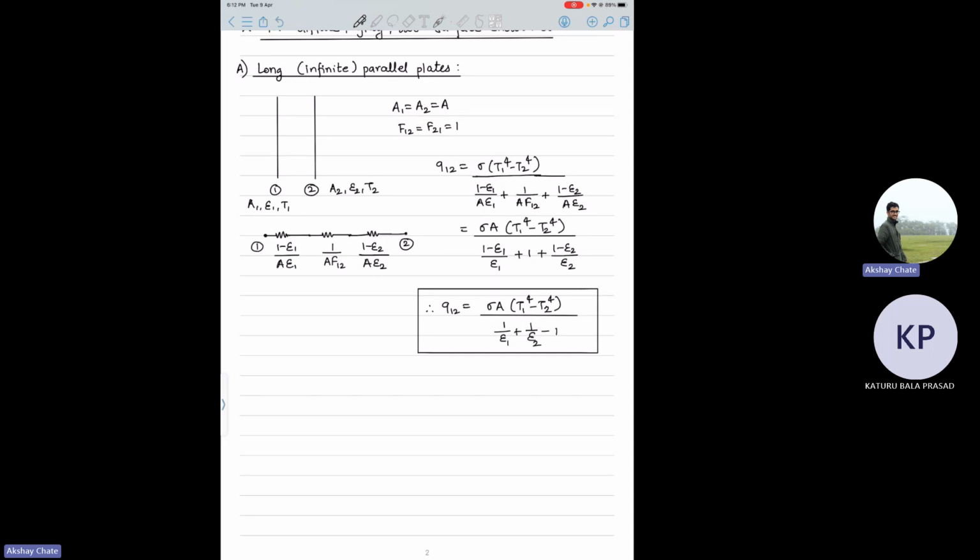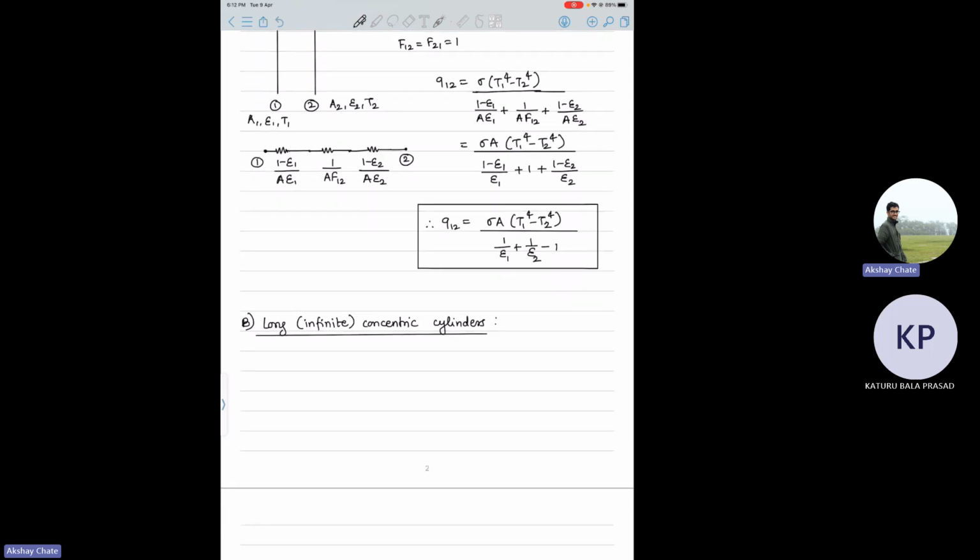So this is for a long infinite parallel plate that you should remember. And then the second case is long, or in some cases they are also called infinitely long or infinite concentric cylinders. First case was only flat plates, but there will be certain cases where you'll have concentric cylinders. I think one of your assignment problems is also like this. There, a shield is put along a circular cylindrical tube or pipe or something like that.